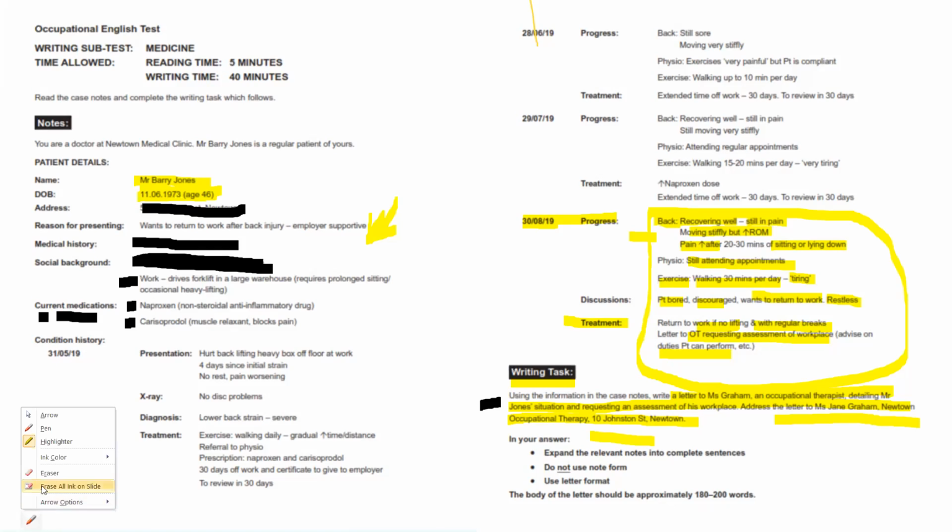current condition history. I should read? Yes. Okay, presentation: hurt back lifting heavy box off floor at work, 4 days since initial strain. No rest, pain worsening. Okay, so this is the cause of his condition. This is the starting point here. Okay. X-ray, no disc problems. Include this or not? Yeah, of course. Okay. No rest, pain worsening. Yeah, this is very important.